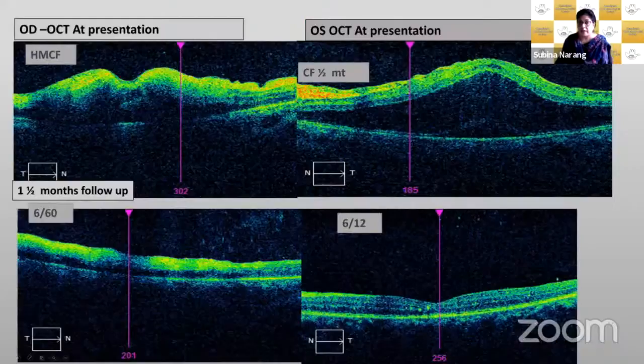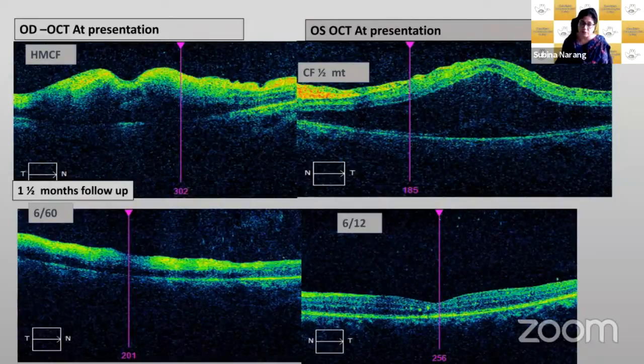We also gave anti-VEGF because it has been seen that in SLE, anti-VEGF works well. So at 1.5 month follow-up, there is resolution of macular edema and the vision goes to 6/60 in the right eye and 6/12 in the left eye.